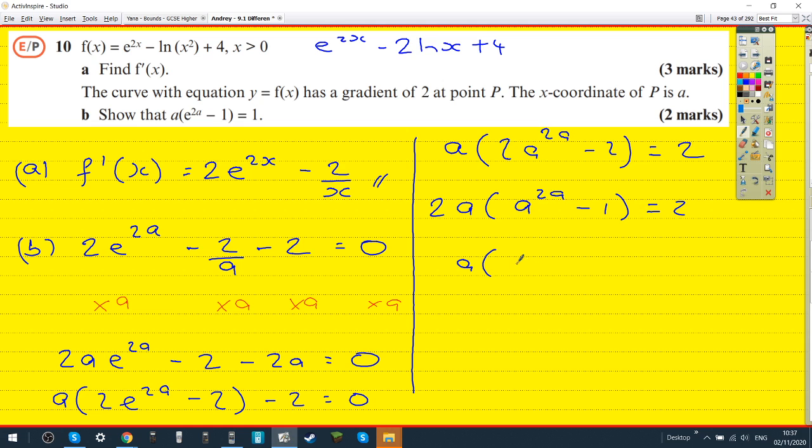Technically you could... Did I put an a instead of e or something? Yeah, I did. Why do I make these mistakes? It's e, isn't it? Yeah. e to the 2a minus 1 equals 1.